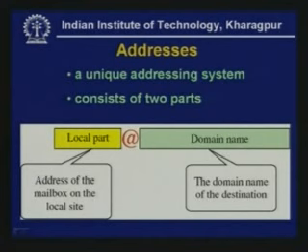Now for delivering mails, of course you need the addresses. So there is a unique addressing system. It consists of two parts. One is the local part, followed by @, followed by a domain name. I mean, you must have come across mail addresses, where you see something at something dot something dot something. All right, so this is what it looks like.